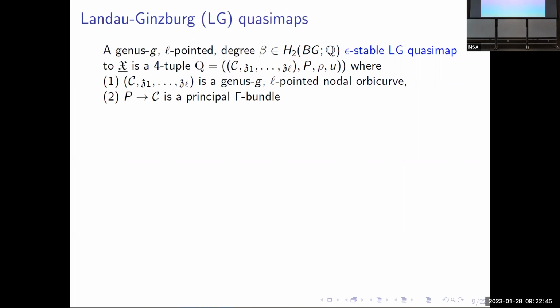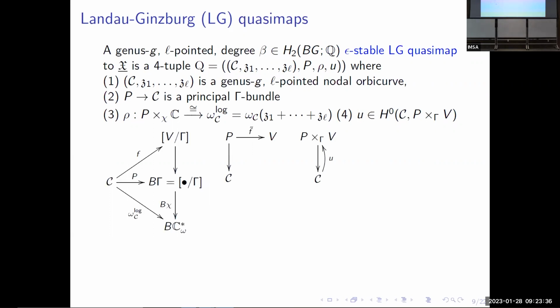Recall that Gamma is generated by this gauge group G and C star R, so P is a principal Gamma bundle. And rho is a trivialization. Recall that we have this character chi from Gamma to C star omega. This gives us an associated line bundle, and rho is an isomorphism between this line bundle and the log canonical bundle of C. So that's probably why it's called C star omega. Finally, U is a section of the vector bundle associated to the representation of Gamma. So this four-tuple basically defines a map to the smooth Artin stack V quotient by Gamma.